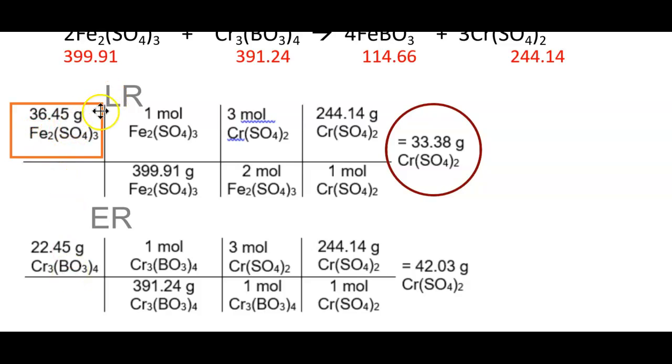So iron sulfate is my limiting reactant because it produced the least amount when I compared both of my starts to the same comparison point. Smallest amount tells me what my limiting reactant is. This cannot be a limiting reactant because it is not a reactant. A limiting reactant is a start. So this is my limiting reactant because it produced the least amount.